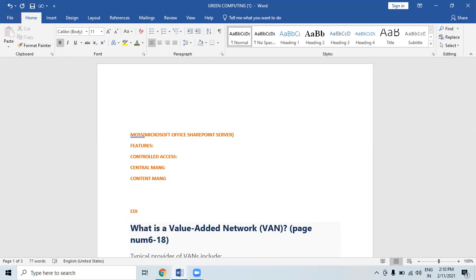So templates are included. Why did we include them? Because this provides a consistent look to the content. To provide the consistent look, a master page and page layout are included here in MOSS, the Microsoft Office SharePoint Server. One can also publish content from one area to another. This is about content management, which is a feature of MOSS.